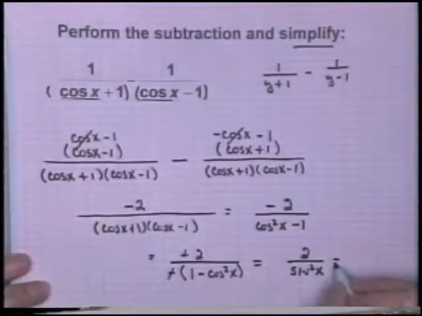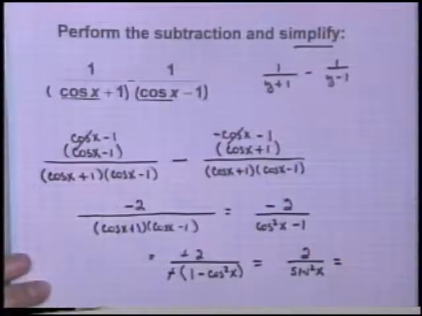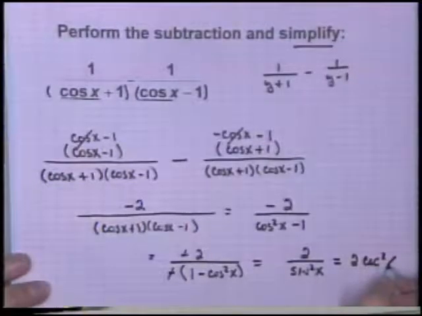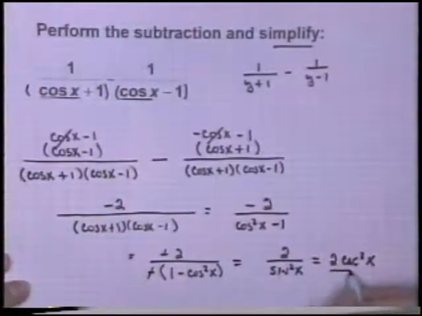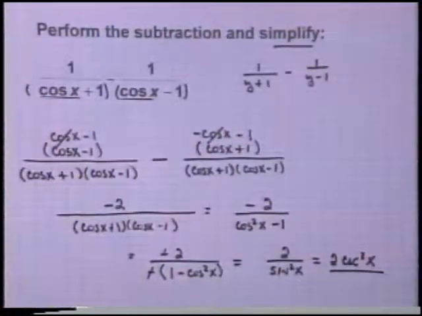And then, since sine is the reciprocal of cosecant, 1 over sine squared is the same thing as cosecant squared. So 2 over sine squared would be 2 cosecant squared x. And so we simplify very nicely down to that single trig function right there.